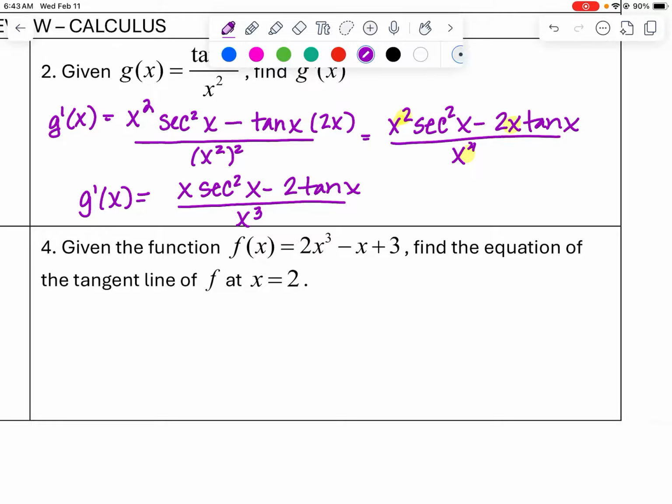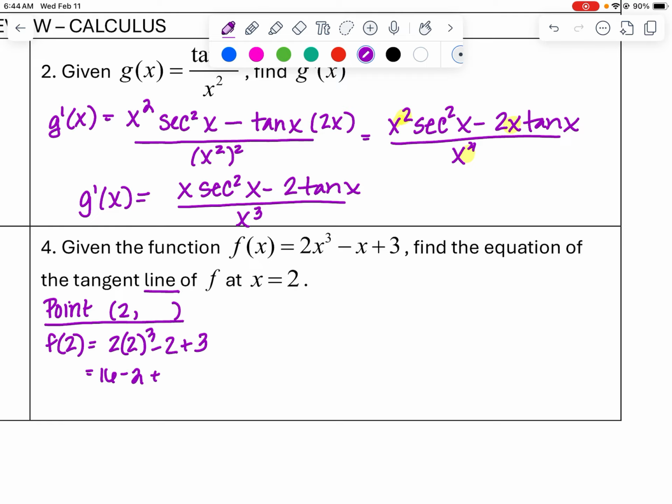And then last, we have the function, and we want the equation of a tangent line. So a tangent line is an equation of a line. We need a point and a slope. So if we need a point, we want the point to something. So we are looking for f of 2, which is going to be 2 times 2 to the third minus 2 plus 3. So 2 to the third is 8 times 2 is 16 minus 2 plus 3. So 16 minus 2 is 14 plus 3 is 17. So our point is 2, 17.